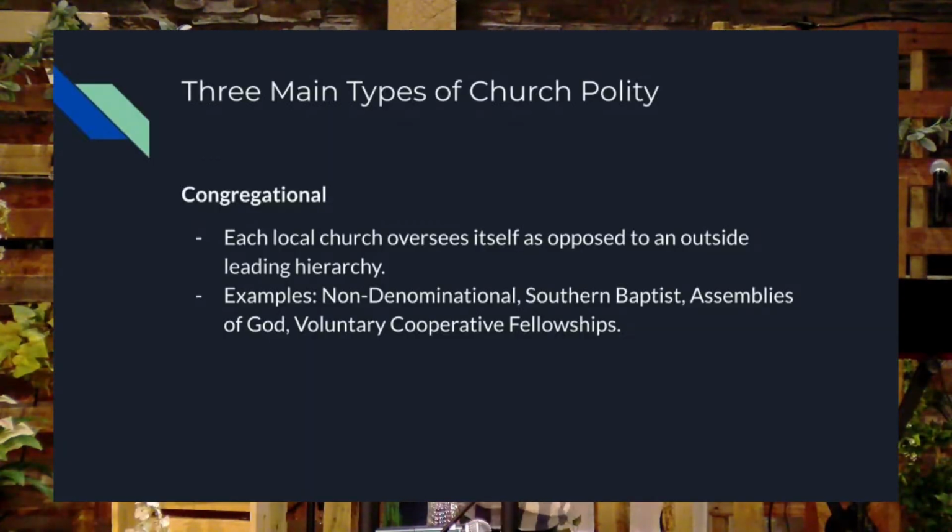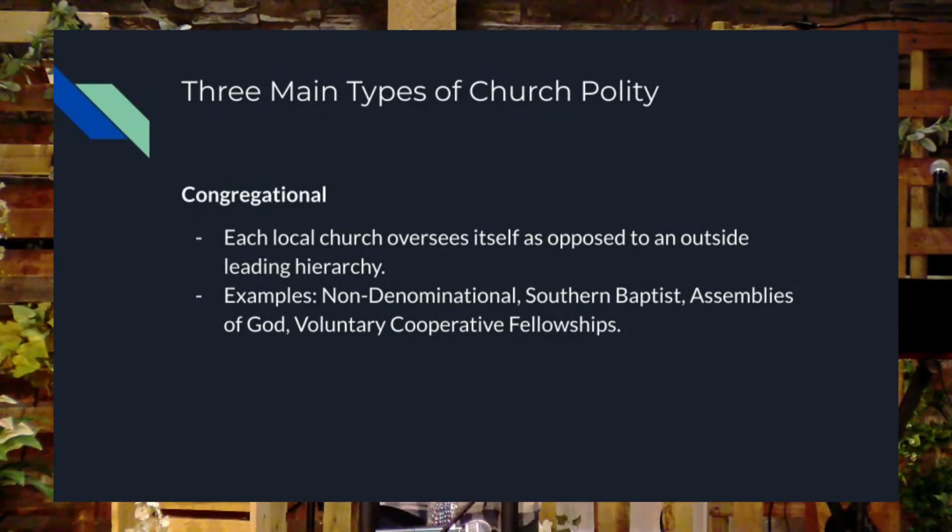Another style is the congregational style, the last style I'm going to be talking about today. That is, each local church oversees itself as opposed to an outside leading hierarchy. That is, the local church itself is in charge of itself. They appoint their own elders. They determine who's going to be their pastor and who's not going to be pastor, usually by a process of voting and so forth. And so that's called congregational style.